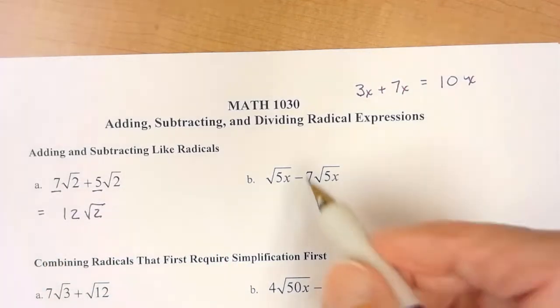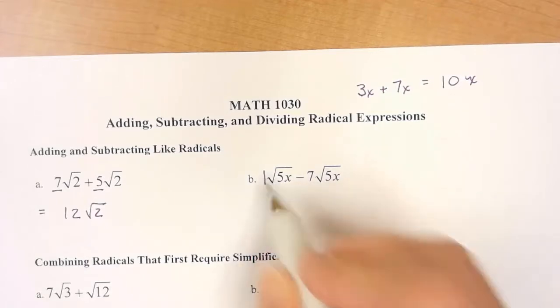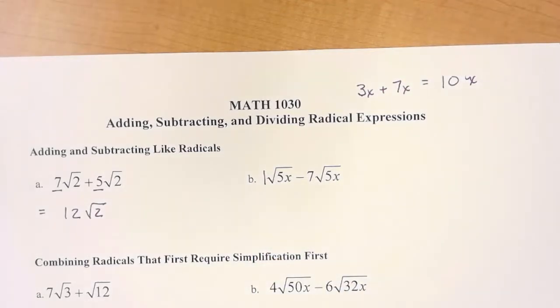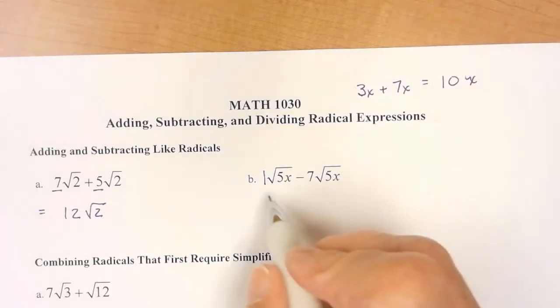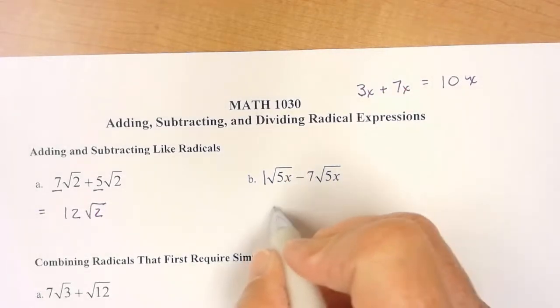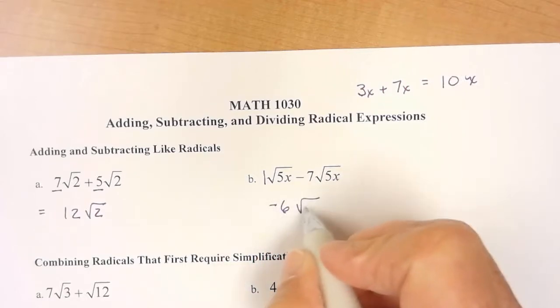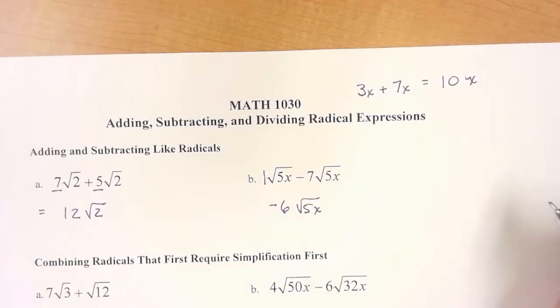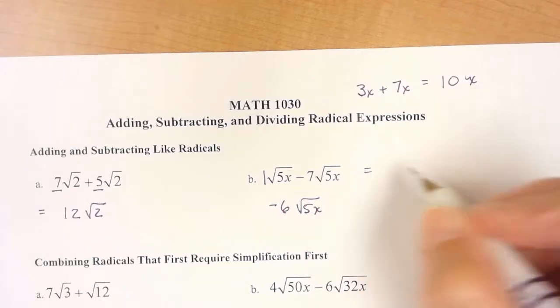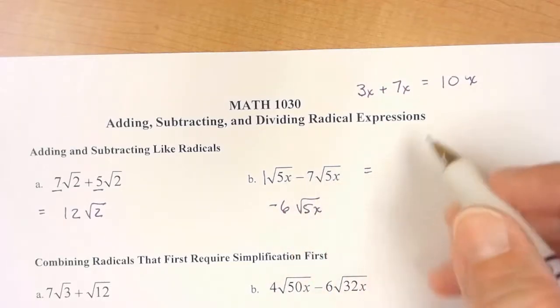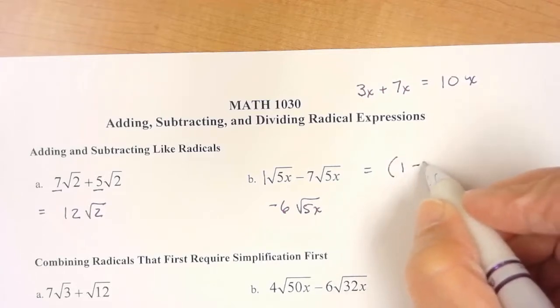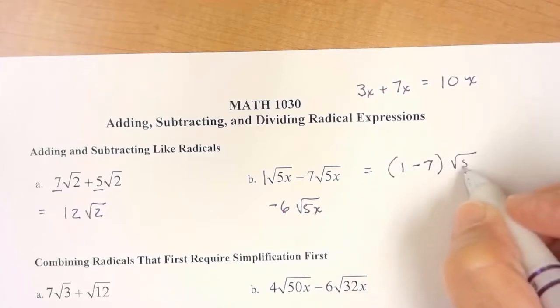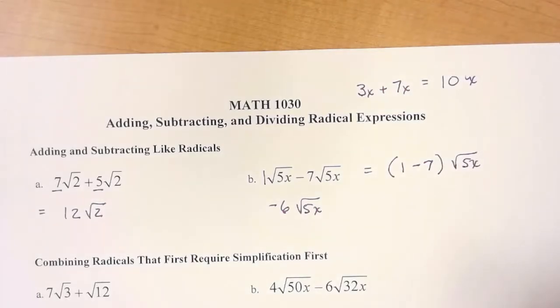Not bad. This one, it's understood to have a 1 here, and like we had subtraction back when we had like terms, well, we can have subtraction here. I've got 1 minus 7. That would give me a negative 6 square root of 5x. What's going on here actually is that we're factoring out the square root of 5x, and if I do that, that's what allows me to go ahead and just combine the coefficients.